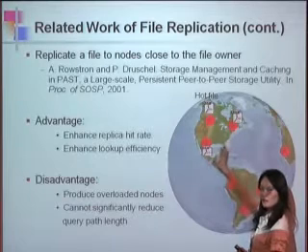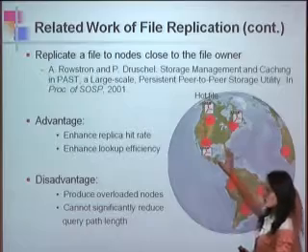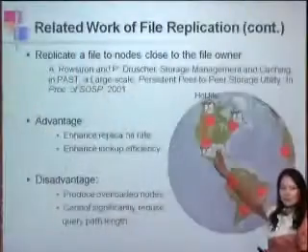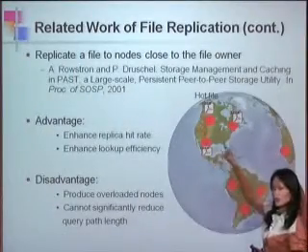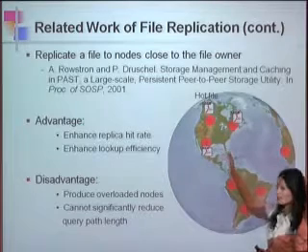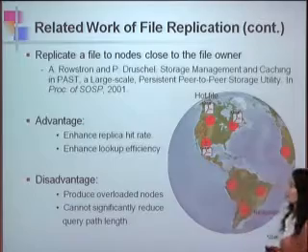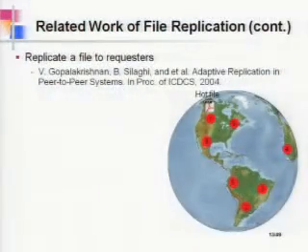So there are only a few options. That's why those nodes may be overloaded. And also, it cannot significantly improve the query efficiency. Why? Because the requests encounter the replica nodes only when they are close to the server, right? So it cannot significantly reduce the path length. So that is one method.